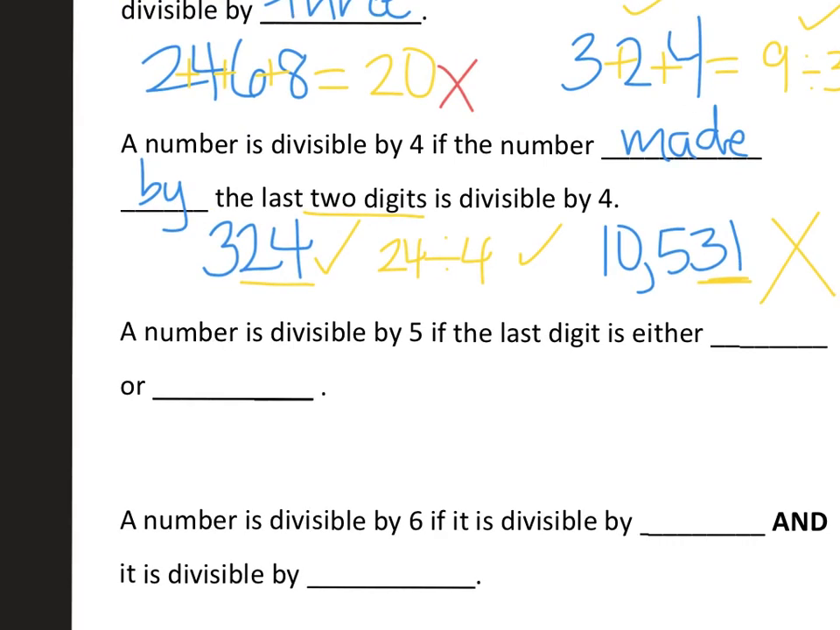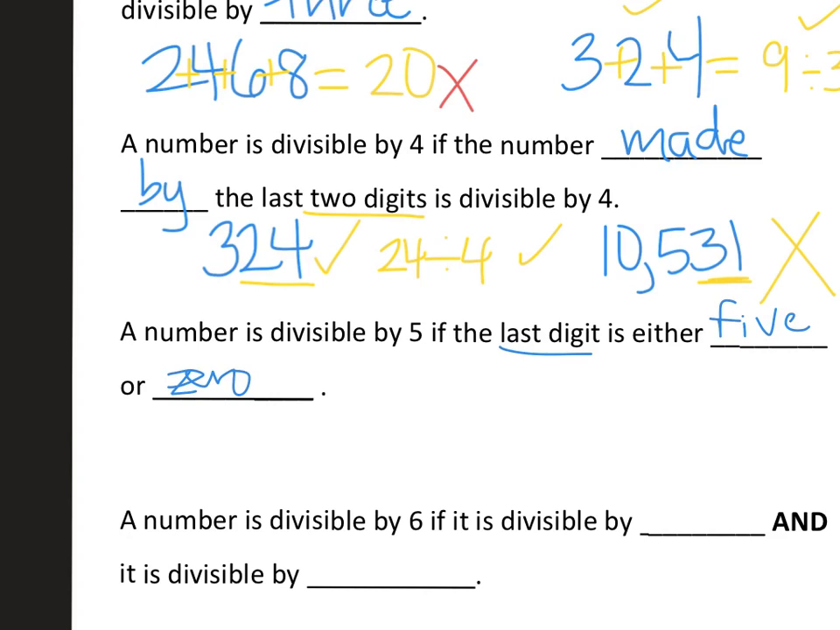Alright, this one is another one you probably have memorized, but we're going to make sure we have it on paper just in case. A number is divisible by 5 if the last digit, so again we're just looking at the last digit, is either 5 or 0. So you can see that in your multiplication tables. 1 times 5 is 5, 2 times 5 is 10, 3 times 5 is 15, 4 times 5 is 20, 5 times 5 is 25. They all end in 0s or 5s.